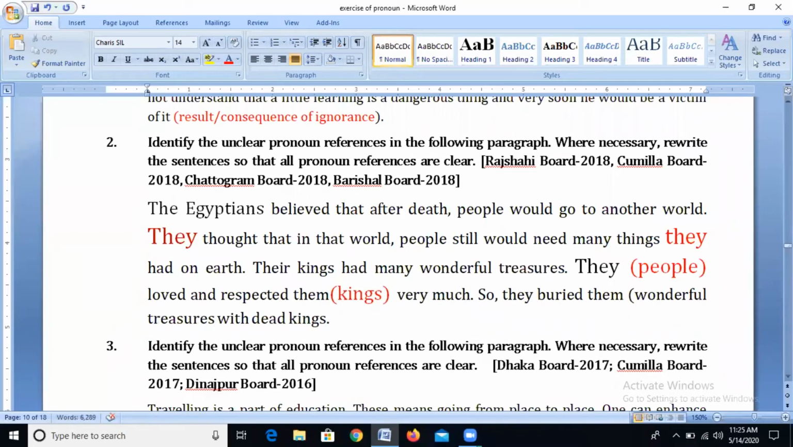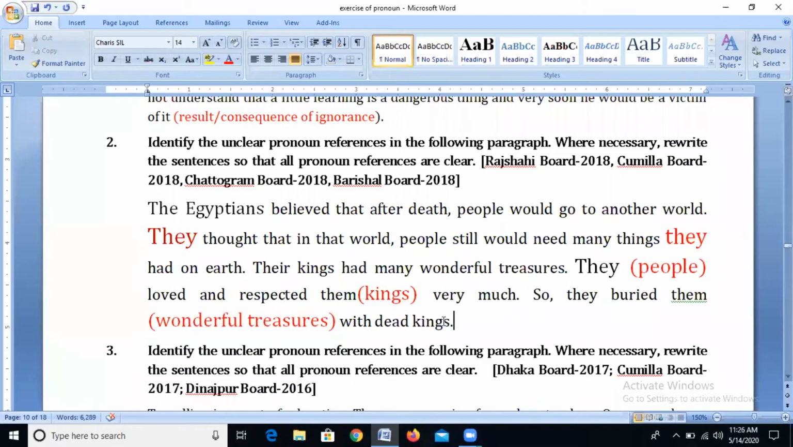Wonderful treasures. All right. So if you write here wonderful treasures, it removes confusion. Okay. This is called pronoun reference. So from this very particular example, we have learned two things regarding this question. Number one, you may have the wrong pronoun. If you find a wrong pronoun in your question, you will give up this wrong pronoun and write the correct pronoun.